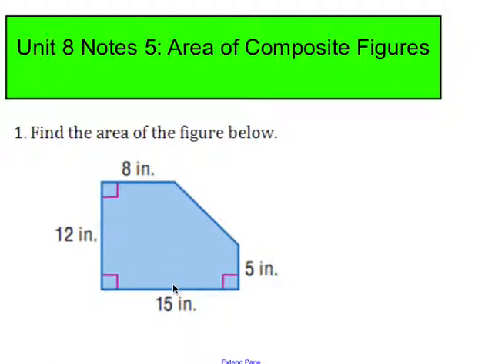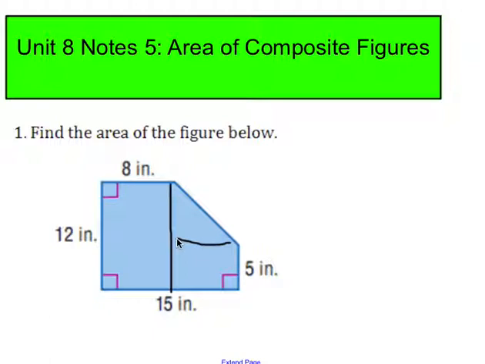So what I do first is I draw a line down here, and now I've made a rectangle, and then I drew a line here. So what I did is I looked for shapes I know. Well, I know how to calculate out a triangle. I know how to calculate out a rectangle. And now we're just going to figure out the measurements that we know.